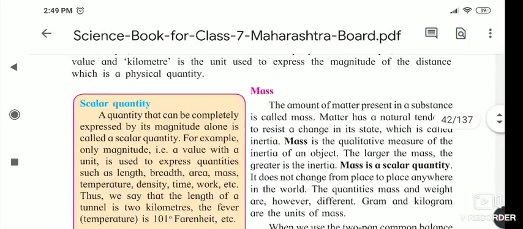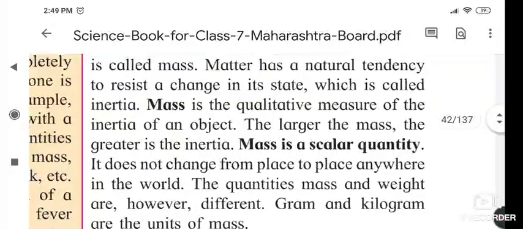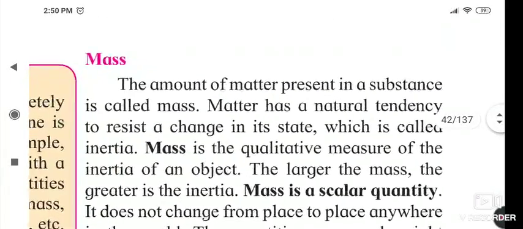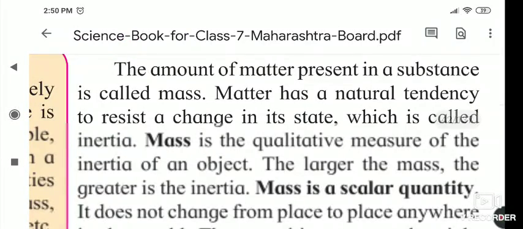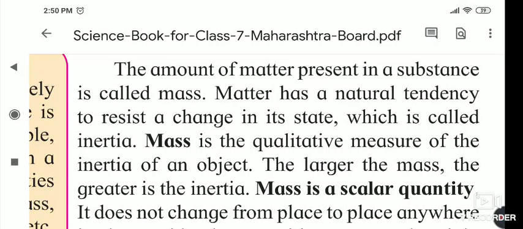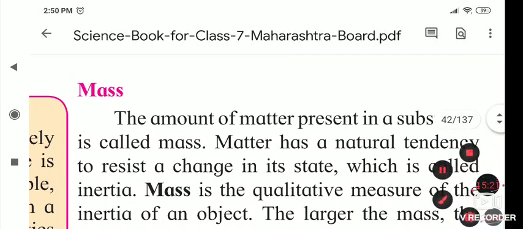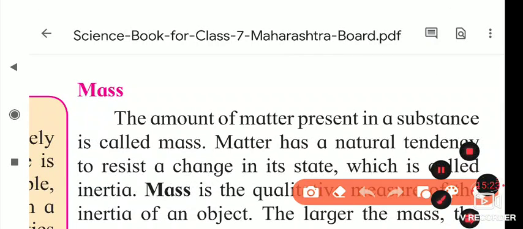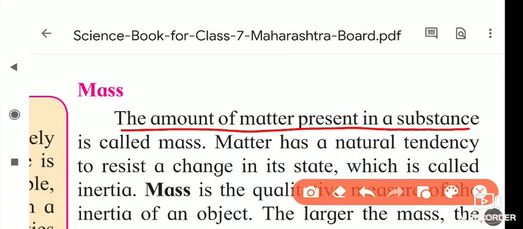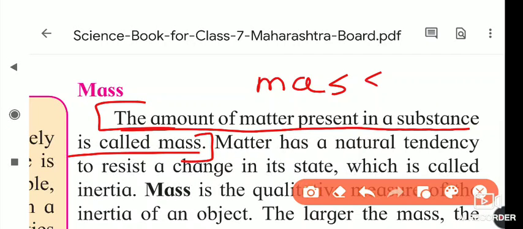Now here it is the mass. What is mass? What we generally think is that mass means weight. That is our general opinion, but actually it is not like that. So see here, what is mass? The amount of matter present in a substance is called mass. That is the definition. So if you take your own example, how much matter is present in your body, that is your mass.